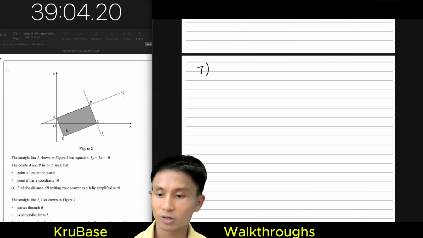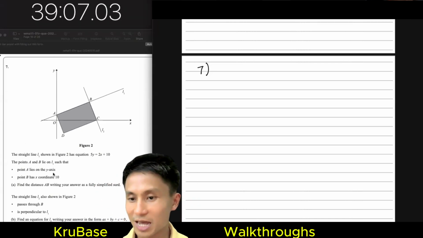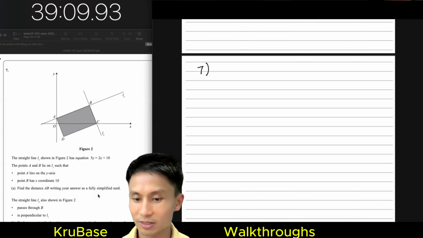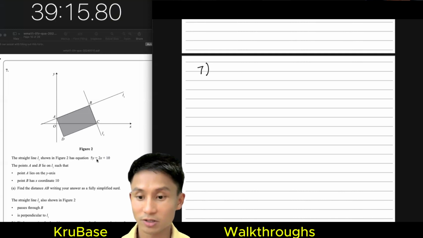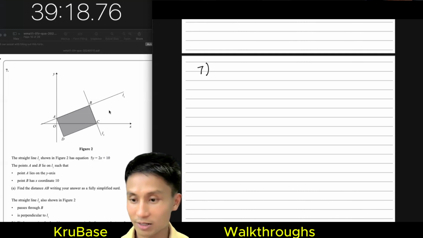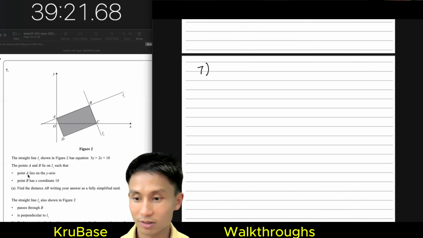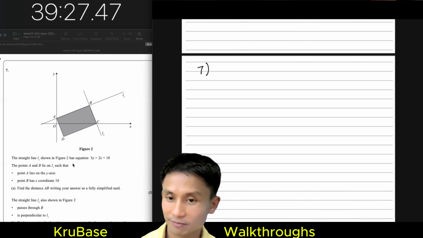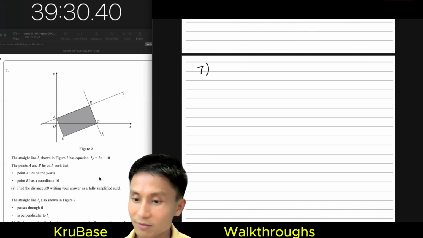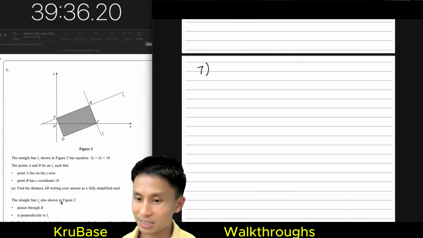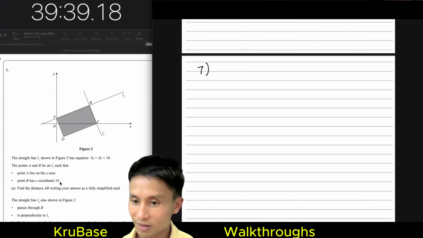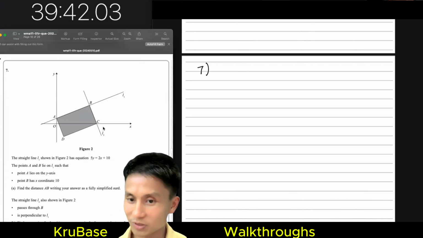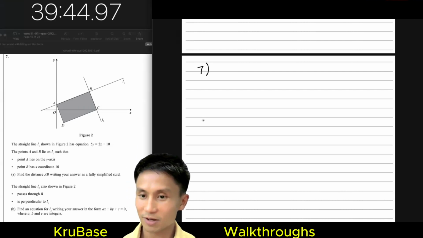Okay, looks like this is coordinate geometry. A, find the distance AB, writing your answer as a fully simplified surd. Okay. Straight line L1 shown in figure 2 has an equation. And points A and B lie on L1. Point A lies on the y-axis. Point B has x coordinate of 10. Okay, so we can already work out A and B. And wait, it doesn't say rectangle, does it? So we don't know for sure. But anyway, find the distance AB.